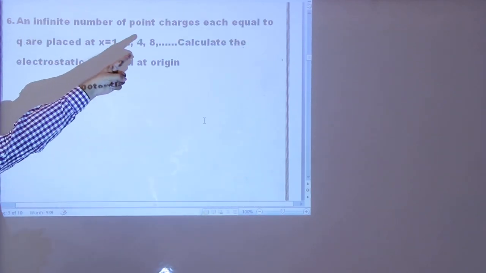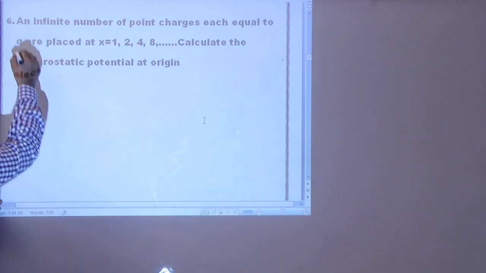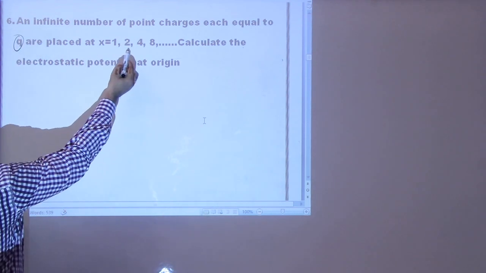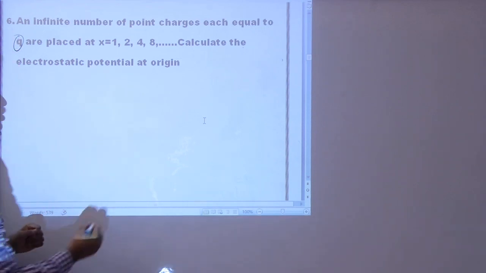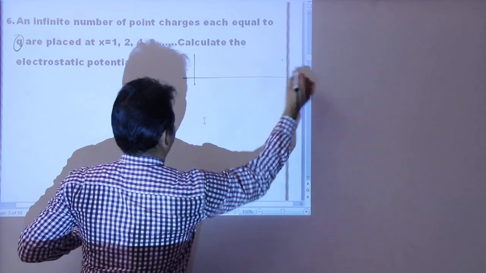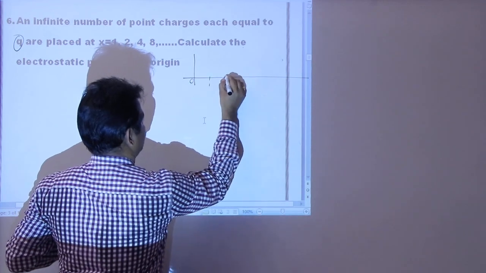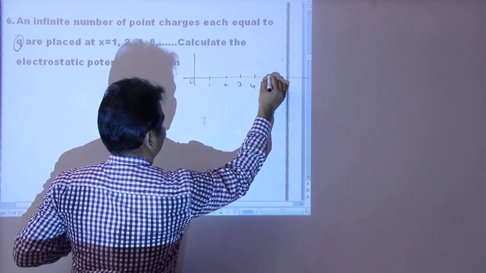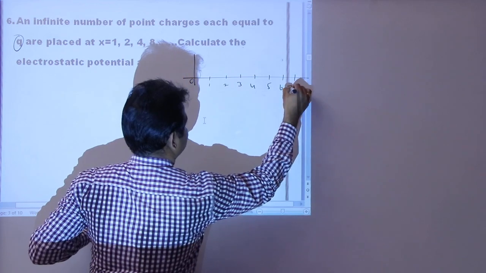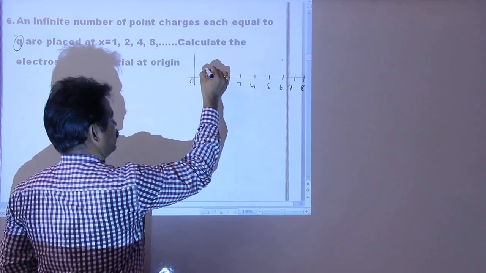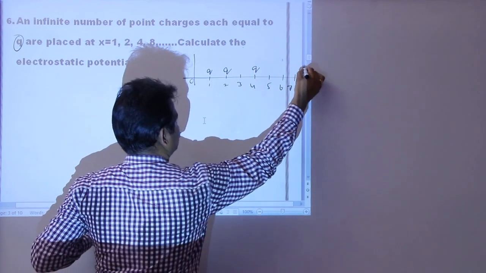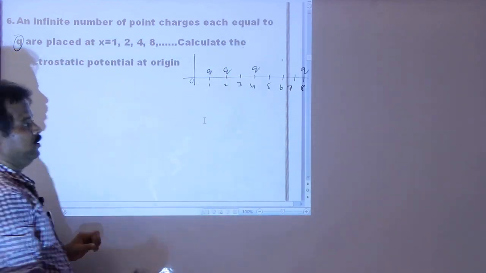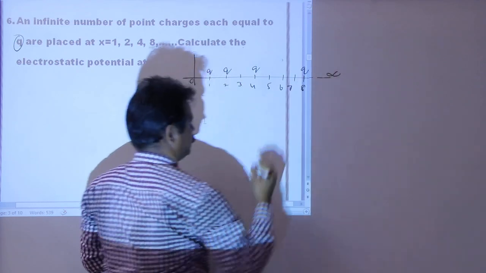In this problem, an infinite number of point charges each equal to q coulombs are placed at 1, 2, 4, 8 and so on. Calculate the electrostatic potential at the origin. So here, this is the diagram. This is the origin, 1, 2, 3, 4, 5, 7, like this. So the charges are placed at 1, 2, next charge 4, next charge 8 and so on up to infinite distance.